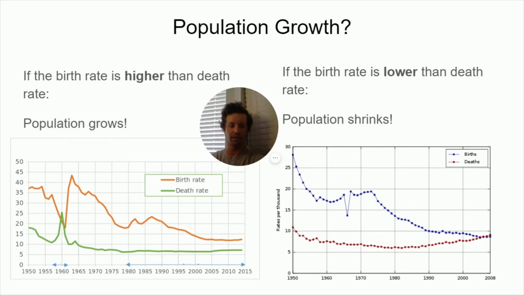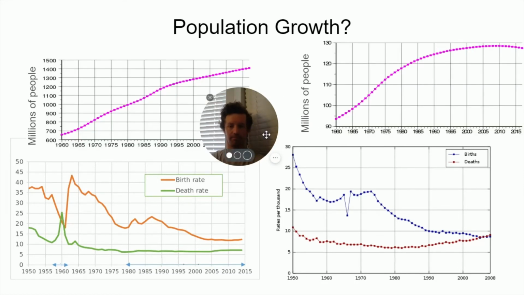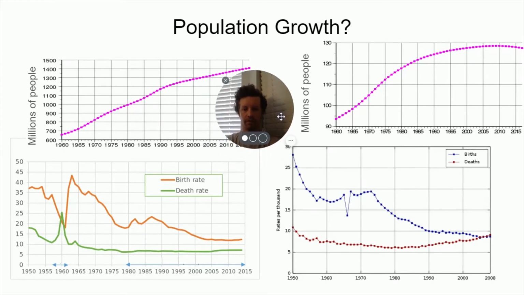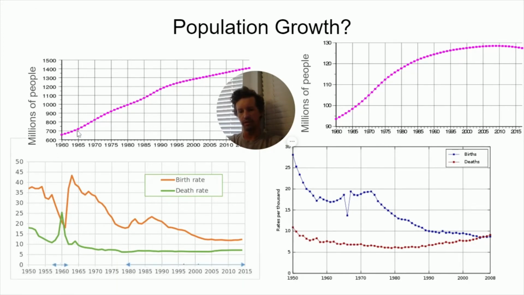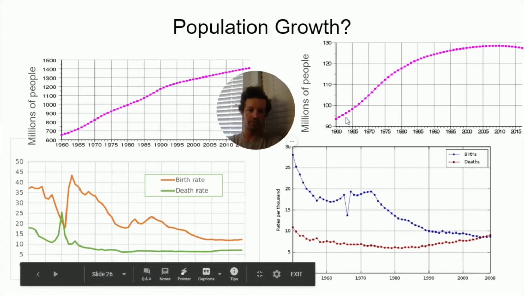All right, so let's look and see what that looks like on a real population graph. So same time period here. These are population graphs of two countries. Notice that there is still a population growth. We are still going up, right? Millions of people being born. Same thing here. Even though there's a drop right there, it's just a little dip in the curve, right?